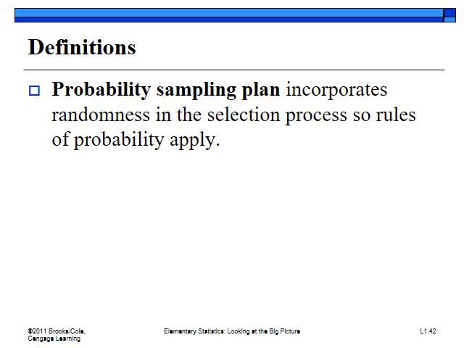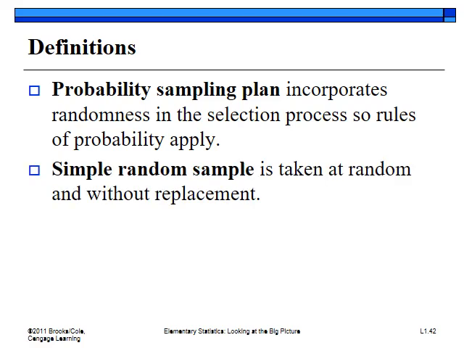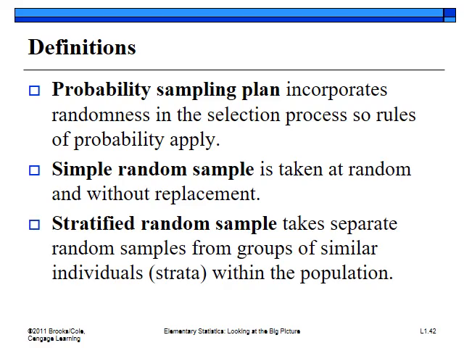Let's go over a few definitions when it comes to sampling. A probability sampling plan is a plan by which a sample is chosen using randomness. A simple random sample is a sample that is taken at random and without replacement. That means that each person could only be selected once in our sample. A stratified random sample takes separate random samples from groups of similar individuals. Those are the strata in the stratified random sample within the population.